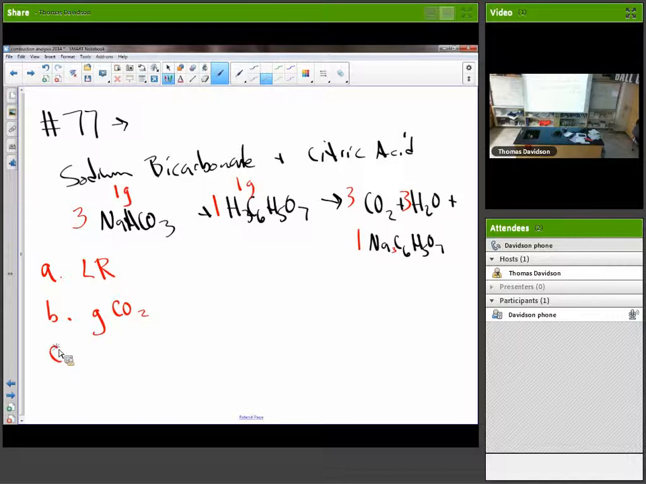C, no, this is not a neutralization reaction. Then grams of your excess reactant. Now, this problem, you will benefit on your excess by doing it the second way I showed you. Definitely not the first way I showed you.